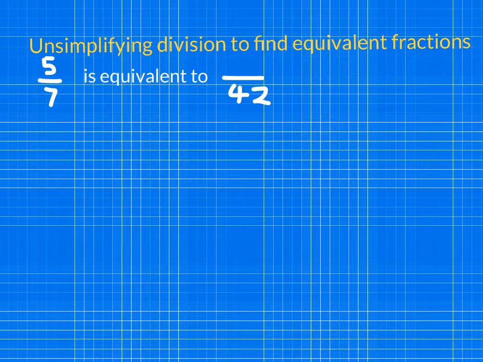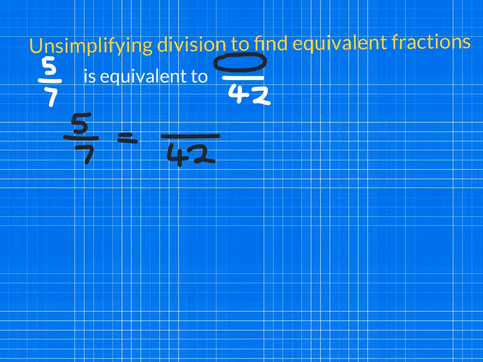In this example, we're going to do the opposite of simplifying division. I'm calling it unsimplifying division. And we can use it to find various techniques. For example, 5/7 is equivalent to something over 42. They're exactly the same size fractions. So 5/7 is going to be exactly the same as something over 42.